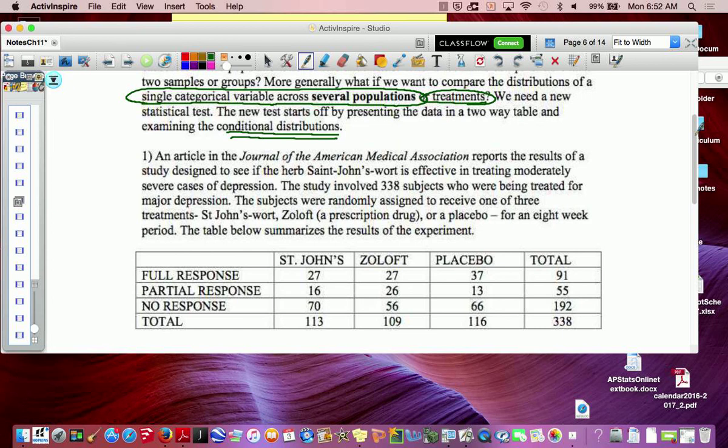So you can see here's the one category that we're looking at, either full response, partial response, no response. The populations are St. John's wort, Zoloft, and the placebo. You can think these are each treatments, and we're taking a look at how many people responded to each of these. Okay, and so we want to see, is St. John's wort different than that of Zoloft? Is it different than the placebo, or vice versa? So we're going to compare them all at one time.